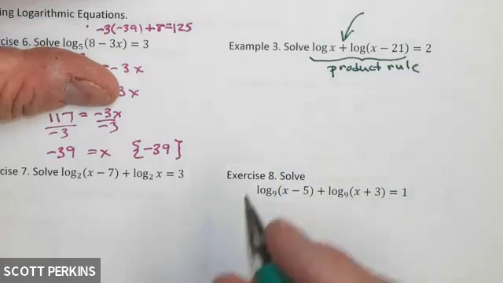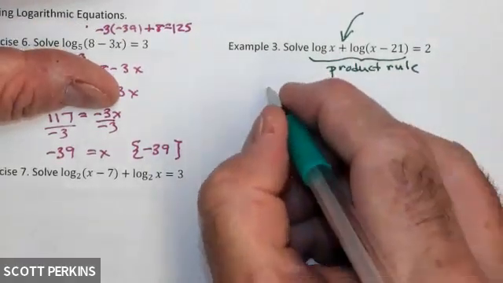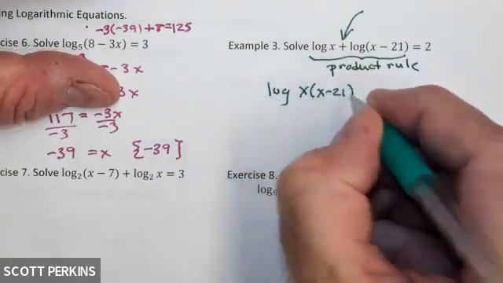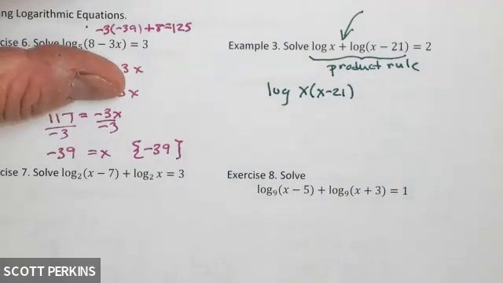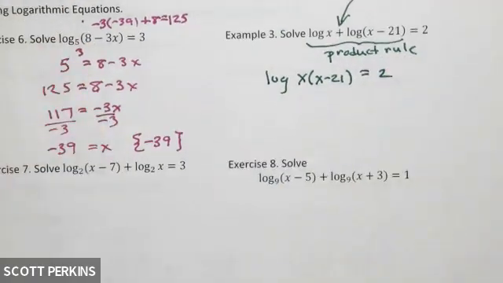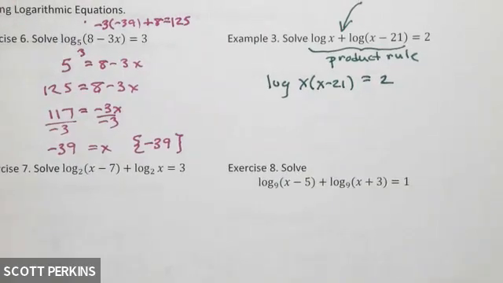The product rule just says this. I've got a plus sign, so that means I have the logarithm of x times x minus 21. I multiply those two things together and I make it a single logarithm. And great, now I can use the definition, just like we did in exercise 6.